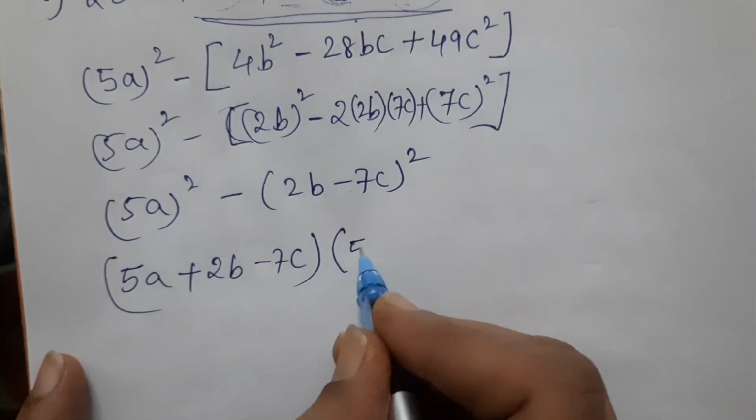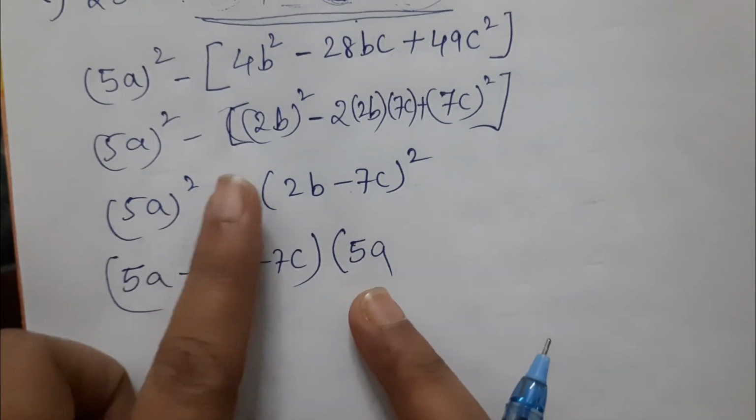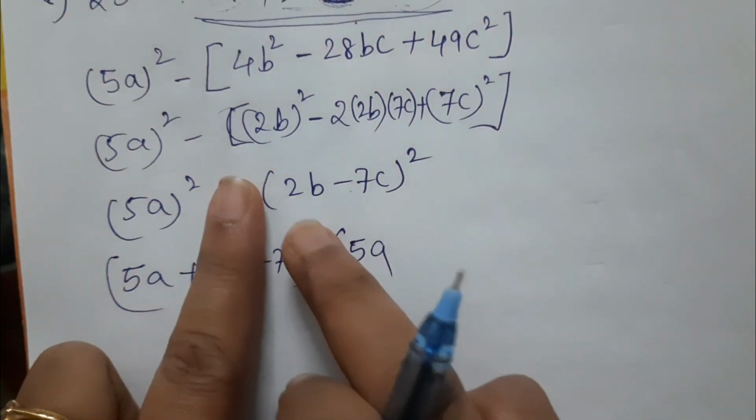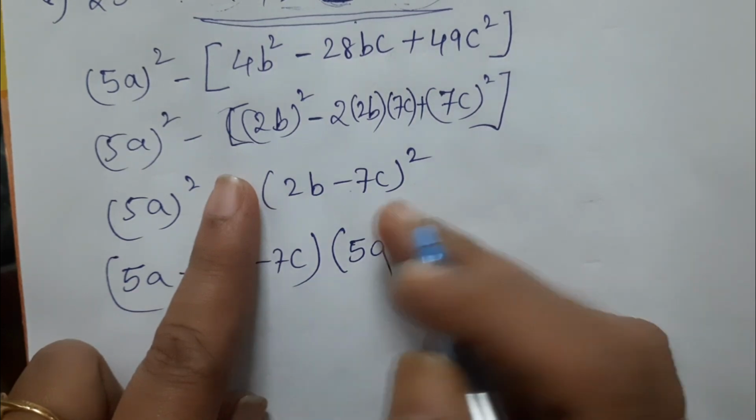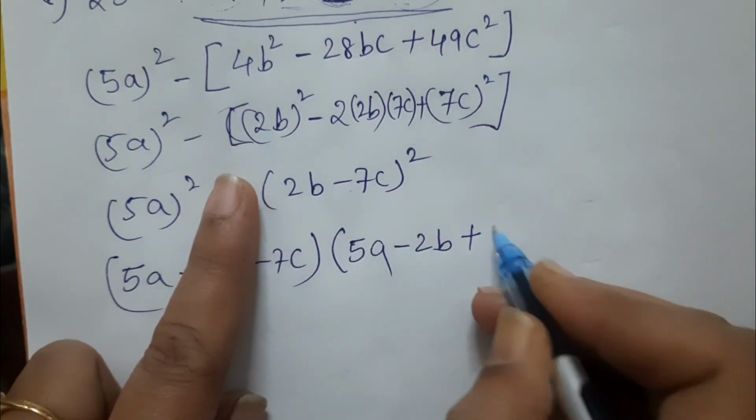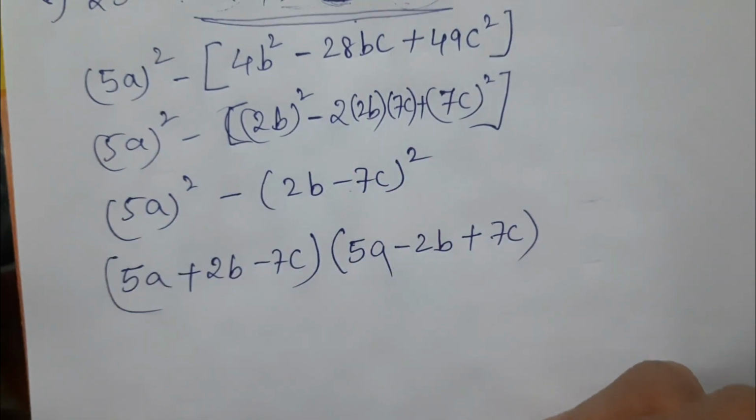When we are writing minus, we write the first term, and for writing minus, change the sign. Here plus 2b is there, so we'll make it minus 2b. Minus 7c is there, so we're making it plus 7c. So this is our final answer.